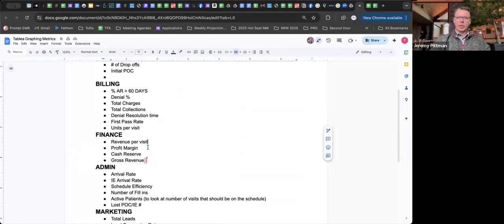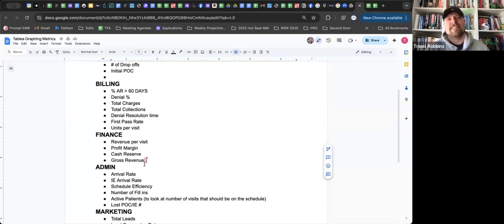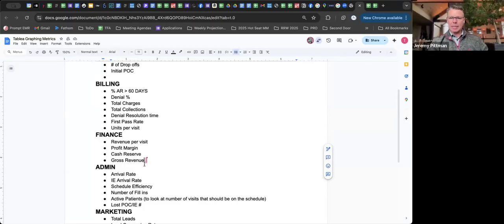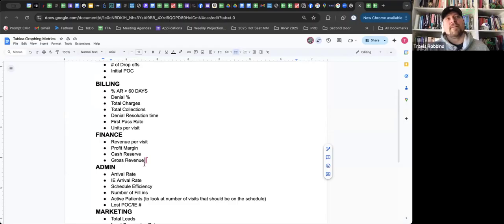Well, I'm gonna tell you what ChatGPT says: revenue per visit, total revenue, profit margin, accounts receivable. I put that as a billing metric. Yeah, payer mix analysis, cost per visit. Cost per visit might be something that finance might look at. Yeah, we could look at that. That actually is a really good point.